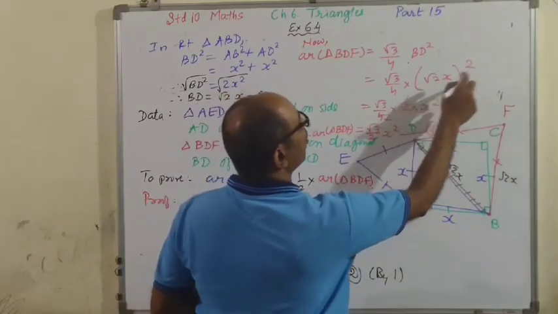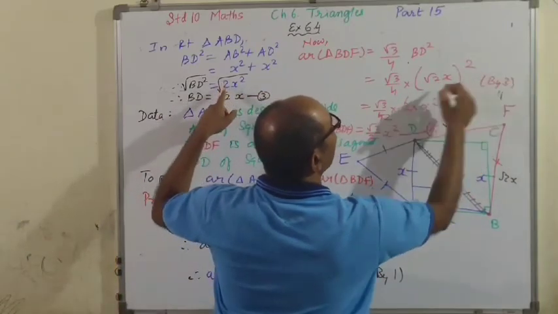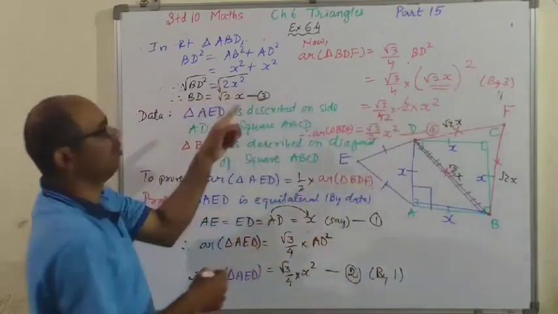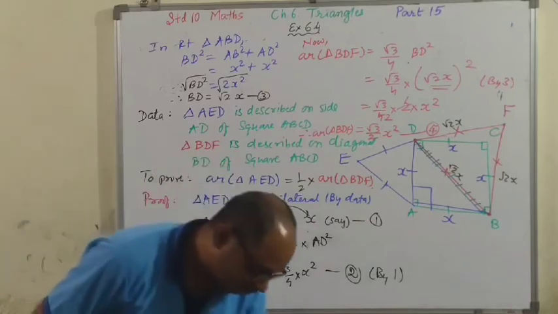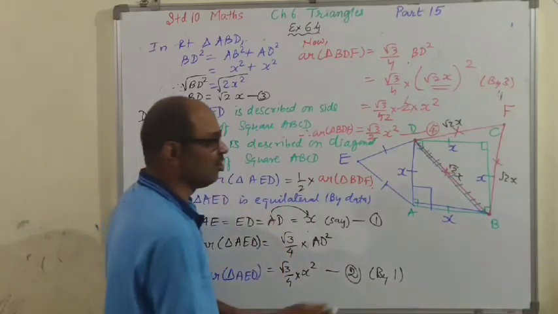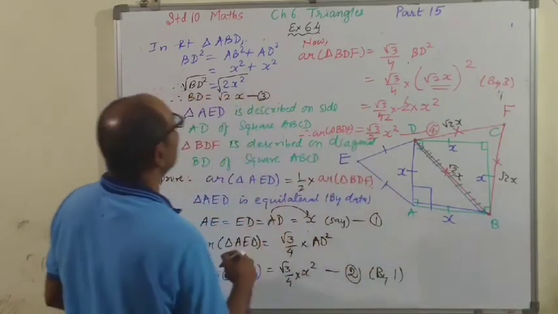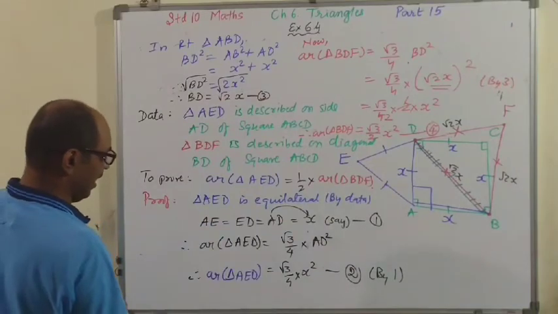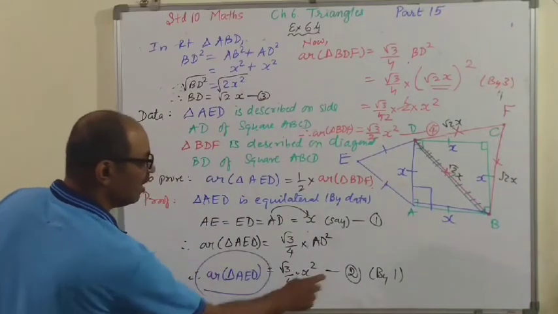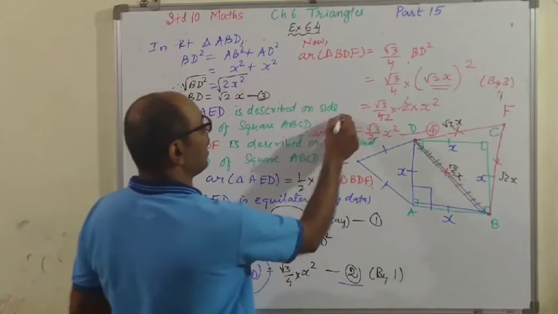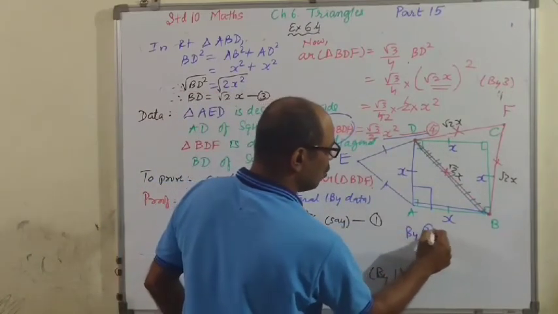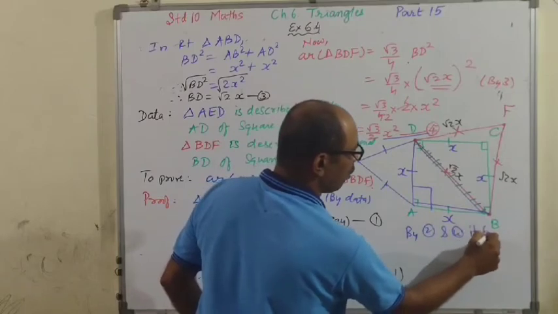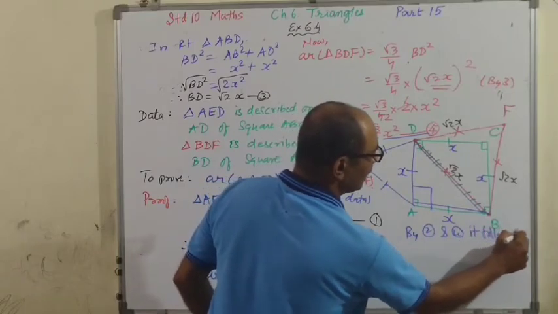And here you got it by result 3, the value √2x. Alright? Both areas are found. So now take the ratio, where is the area of triangle AED? Here, in result 2, and the area of triangle BDF in result 4. So by 2 and 4, it follows that.